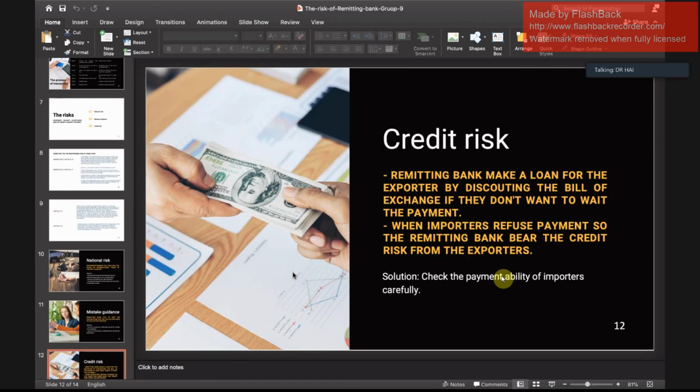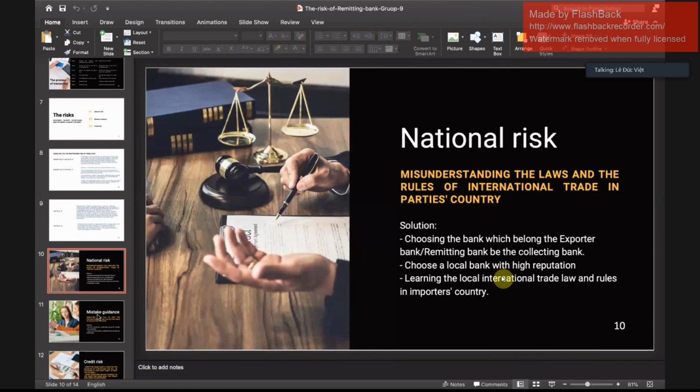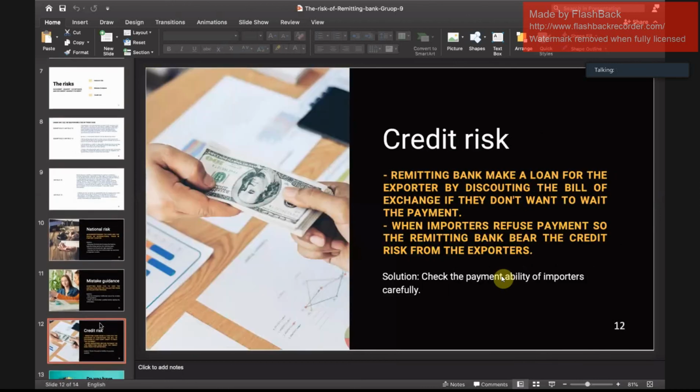Okay. What about the conclusion? The conclusion is in our group slide. There are three risks of the remitting bank: national risk, mid-tax guidance and credit risk. Okay. So now here is my conclusion. First, I want you to remember, look at slide number 12. The group said that the remitting bank makes a loan.